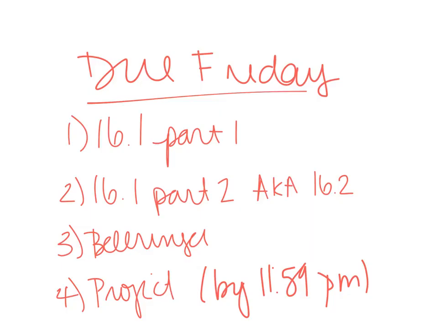So all of this is due on Friday. 16.1 part 1, which you already had, that you just have to finish the odds at this point. 16.1 part 2, which is also known as 16.2, because I labeled them as both. Why, I don't know. I wrote this last year and I didn't realize I did that, so I wrote both names on there. It's the same thing. It's this little assignment that's got 12 problems on it. And then your bell ringer and your project are all due on Friday. Your project is not due until 11:59 p.m. that night.